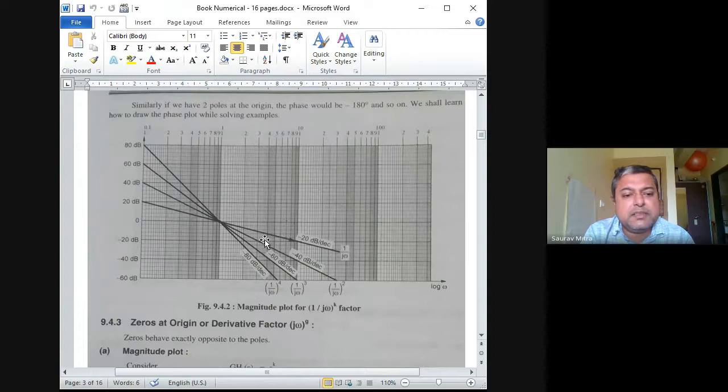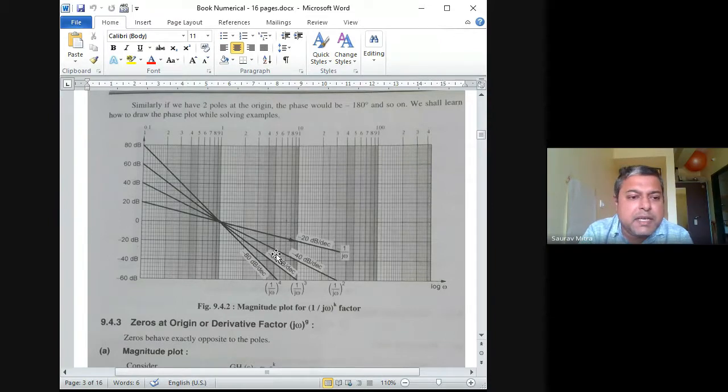The third line is 60 dB, so this is 1 by s cube. Then it is 1 by s to the 4. So in drawing the Bode plot on the graph, first very faintly you can draw these 4 lines. This is another way of drawing the Bode plot. Whenever you need a slope of minus 40 dB per decade between 2 points, you can use these lines. On the right side of the Bode plot you can draw these 4 lines very faintly.